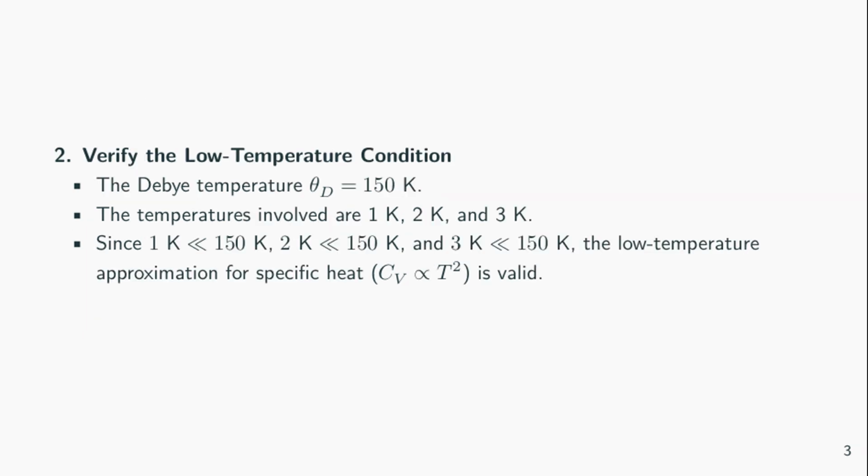Before using that formula, we should check if the temperatures we're dealing with are actually low enough. The Debye temperature given in the problem is 150 Kelvin. The temperatures we care about are 1 Kelvin, 2 Kelvin and 3 Kelvin. Since 1 Kelvin, 2 Kelvin and 3 Kelvin are all much less than 150 Kelvin, our low temperature approximation for the specific heat C sub V being proportional to T squared is perfectly valid here.